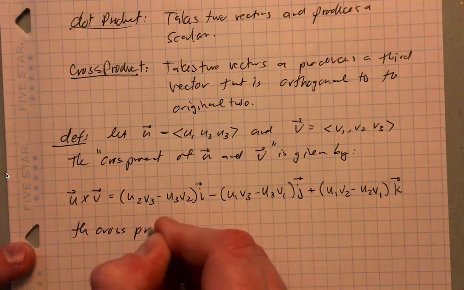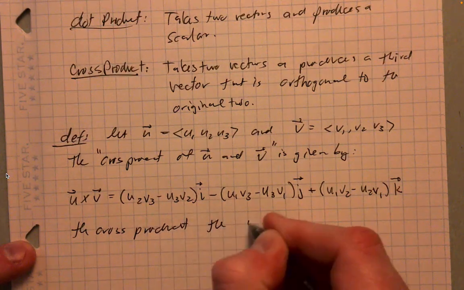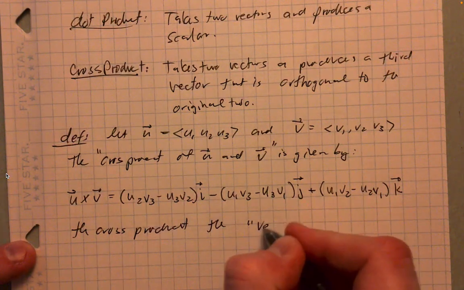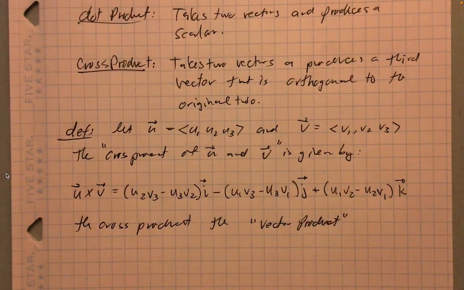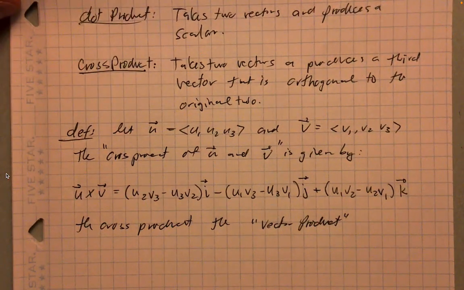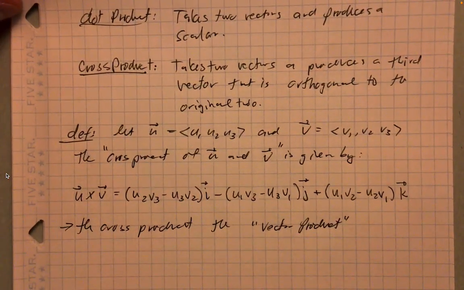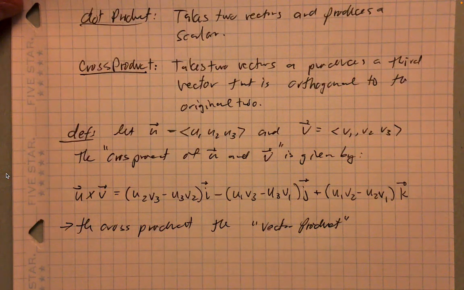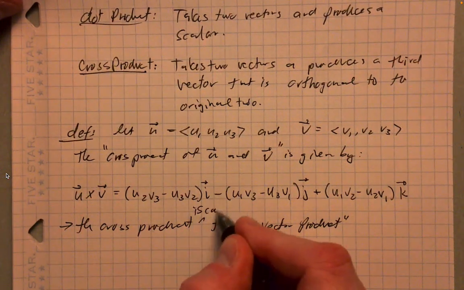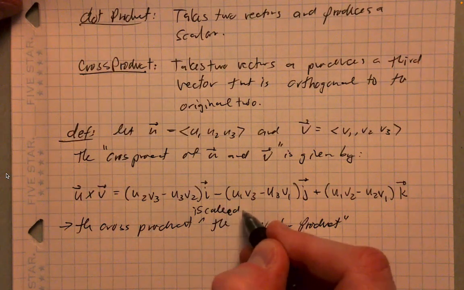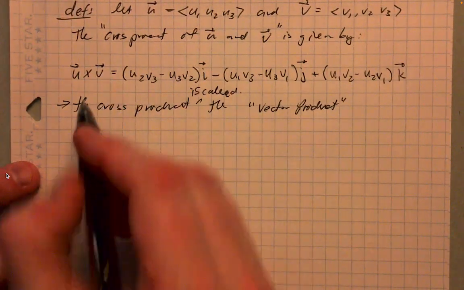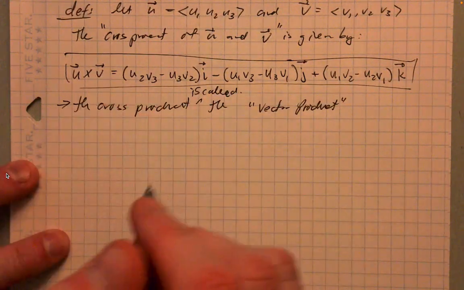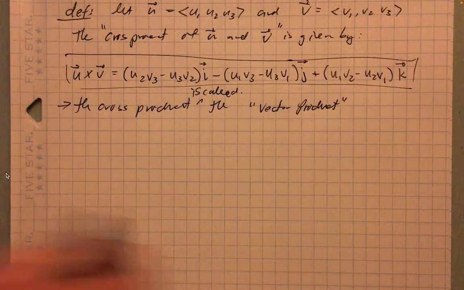Now, the cross product is sometimes called the vector product. Remember we had the dot product, which is sometimes called the scalar product. Well, the cross product is called the vector product, and the reason is obvious because it produces a vector. This is the formula for it, but in practice nobody uses this. The way we want to calculate this is as follows.